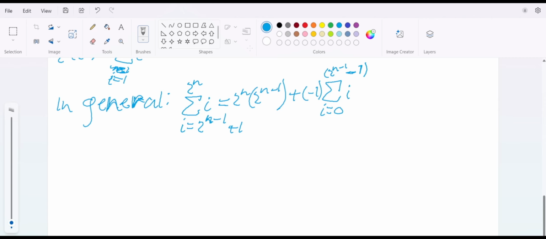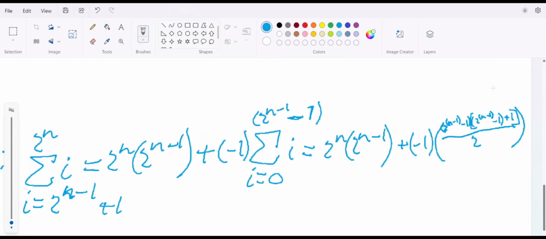Cool. And if we do the algebra, this is equal to 2 to the n times 2 to the n minus 1. I'll keep it like a plus, I guess. Okay. And actually, no, I'm gonna write the closed formula for this sum. So this is actually, okay.